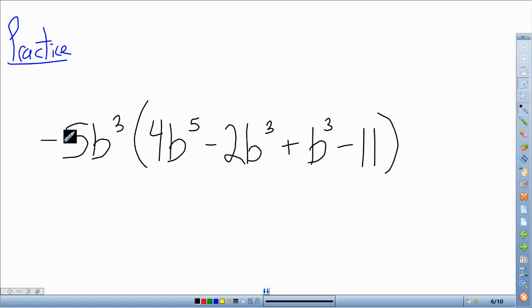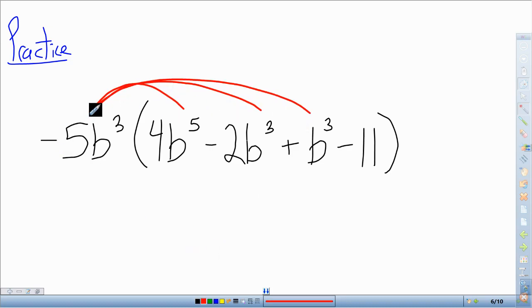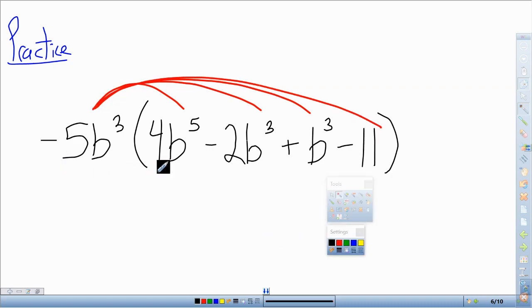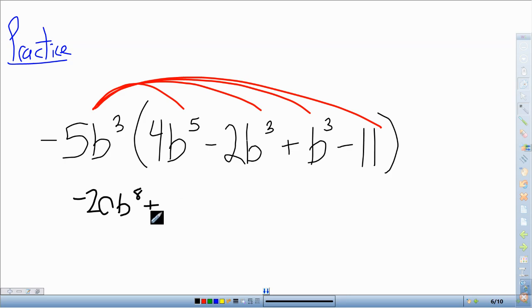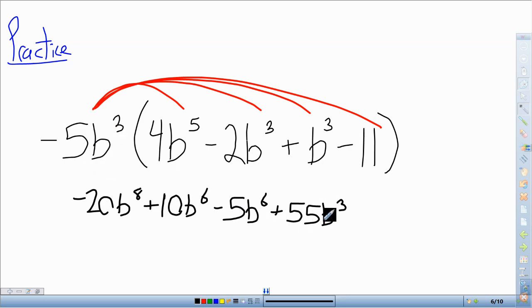Okay, so with that in mind, go ahead and try out one of these problems on your own. All right, so this negative 5b cubed gets multiplied by all four terms in here. So let's go ahead and do it. It looks like we get a negative 20b to the power of 8. Okay, looks like a positive 10b to the power of 6. Negative 5 times 1, so negative 5b to the power of 6. And negative 5 times negative 11, positive 55. Don't forget that b cubed, though, still comes along.